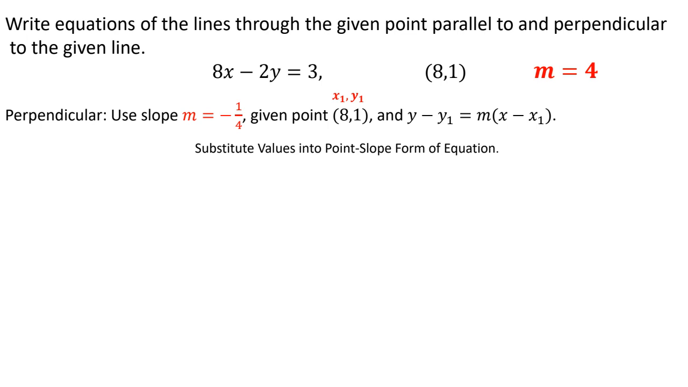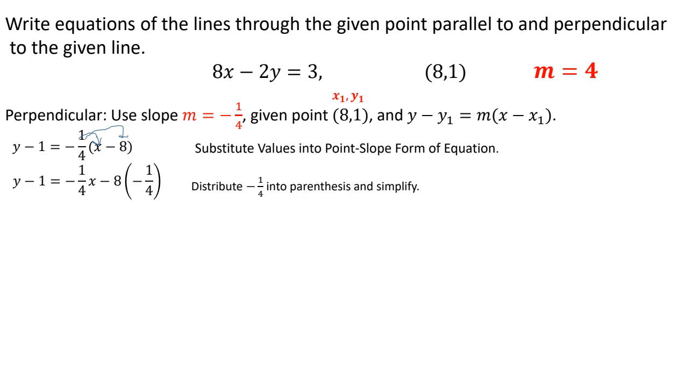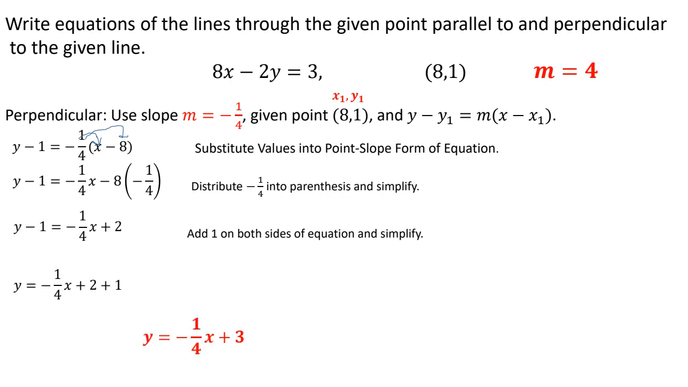Again, the equation is y minus y1 is equal to m times x minus x1. And I'm going to plug in what I have, the point and my slope. And just like before, I have y minus 1 is equal to minus 1 over 4 times x minus 8. The first thing I need to do is distribute that negative 1/4 to the x and to the negative 8. Okay, when I do that and simplify, I'm going to get y minus 1 is equal to negative 1 over 4 x plus 2.